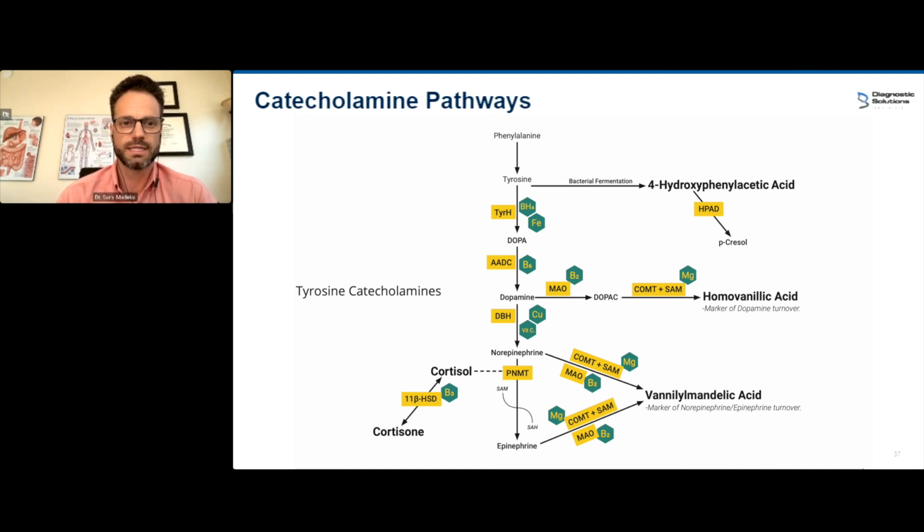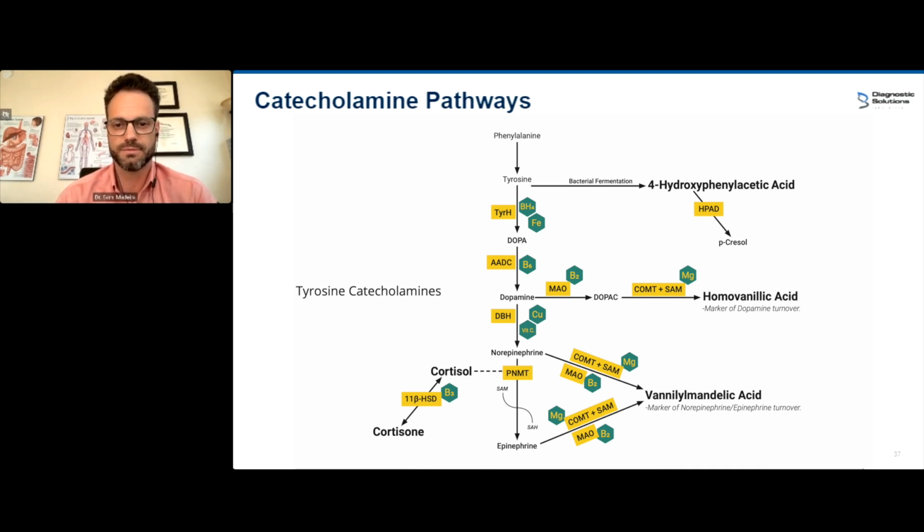So when you look at the catecholamine pathways, or on the test, phenylalanine pathways, how it's listed, we have phenylalanine being converted to tyrosine and eventually DOPA and then dopamine. And dopamine then has to be cleared out to norepinephrine and through DOPAC to HVA. And then norepinephrine is converted through the COMT enzyme and S-adenosylmethionine and MAO enzymes to VMA.